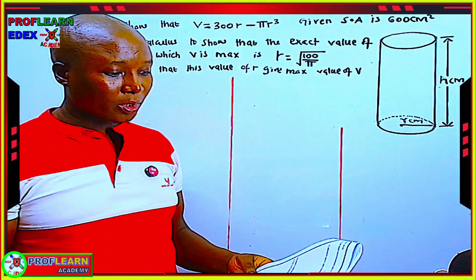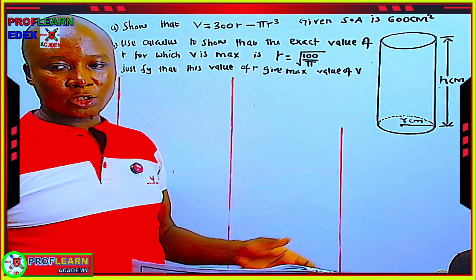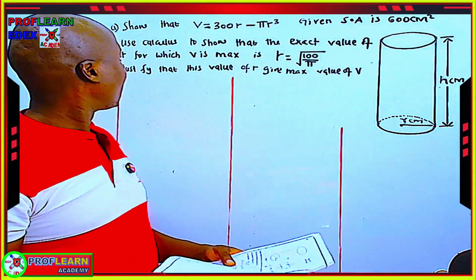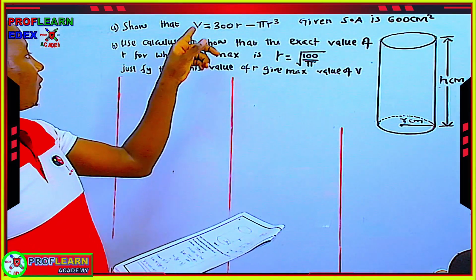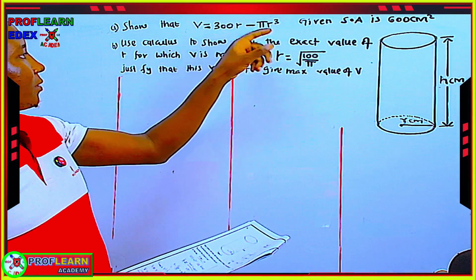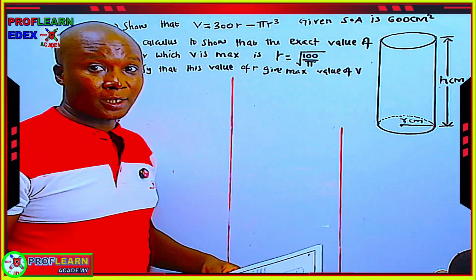In this particular video, we're going to look at this application question on differentiation. We are told to show that V equals 300r minus pi r cubed.